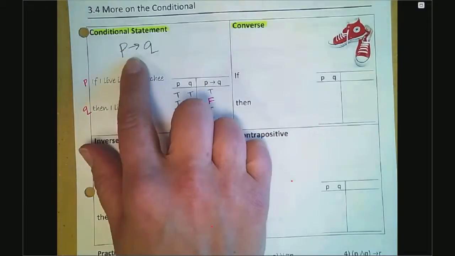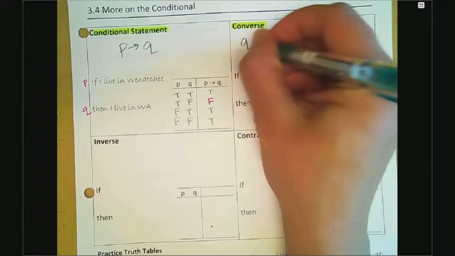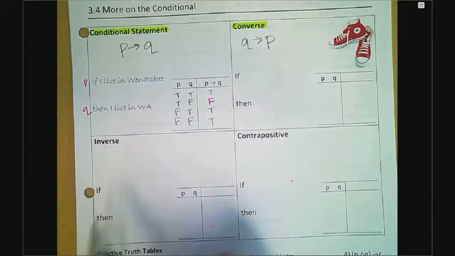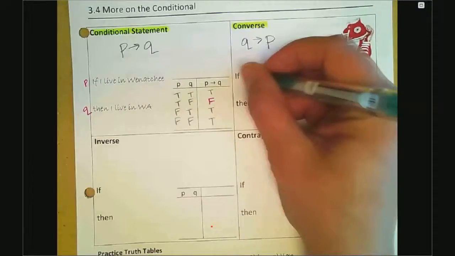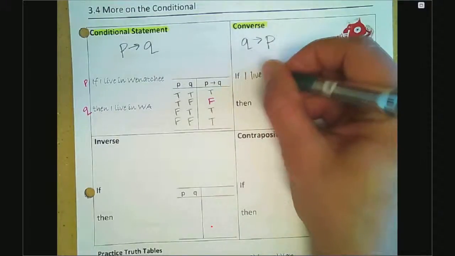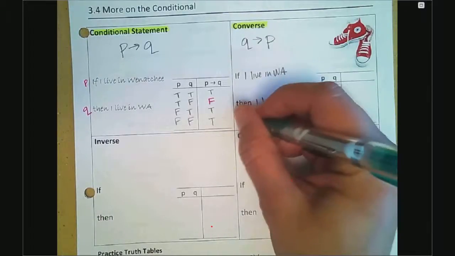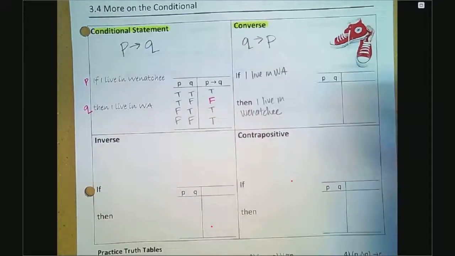So just like a shoe where it's backwards, the converse of a conditional statement is the conditional statement but backwards. Instead of P implies Q, we have Q implies P. So with this, if I live in Wenatchee, then I live in Washington. If I turned that around, we would say if I live in Washington, then I live in Wenatchee. Is that always true? No, that's not always going to be the case.